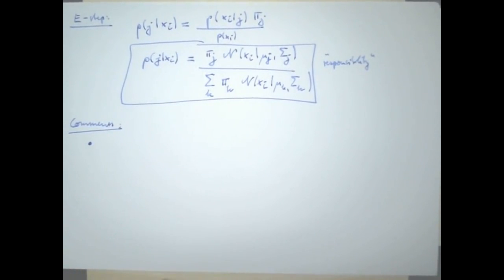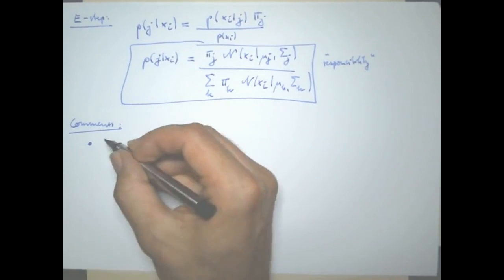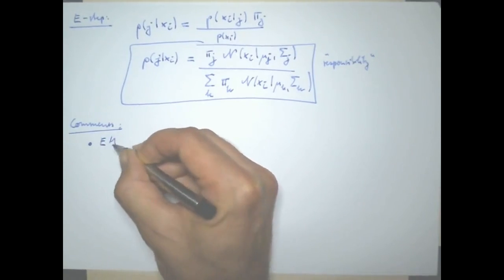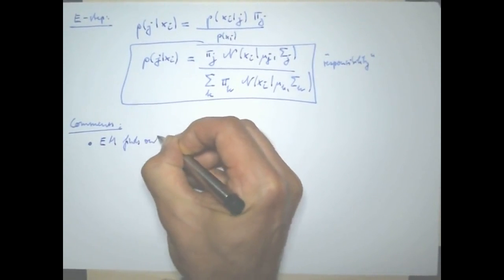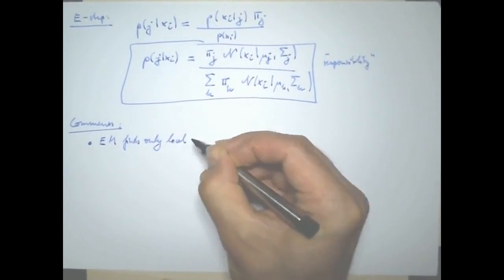So, very few comments. You've seen that the whole theory in the background was not so easy, but the update equations which we get in the end are quite simple. So it's a method that's very easy to implement. However, it also has its pitfalls. As always, EM finds only local maxima of the likelihood.